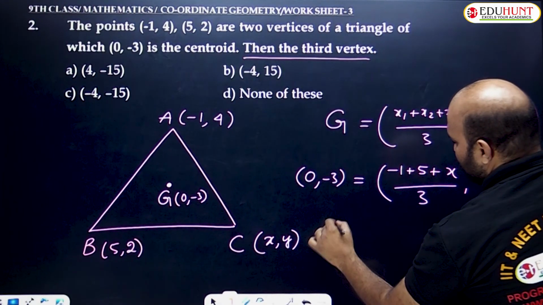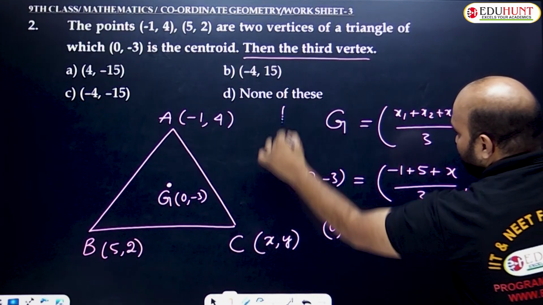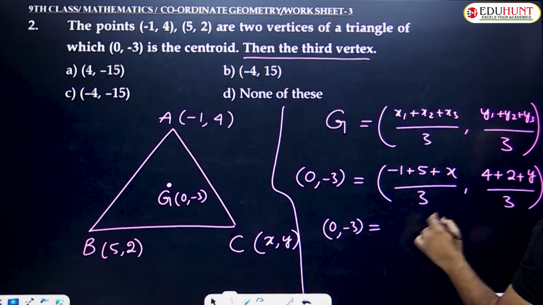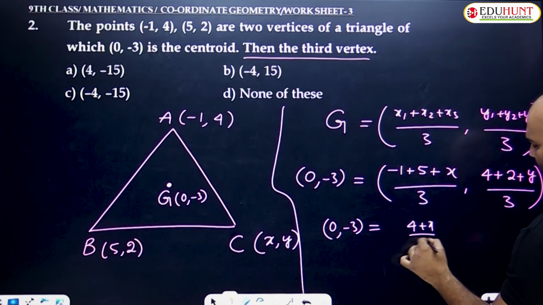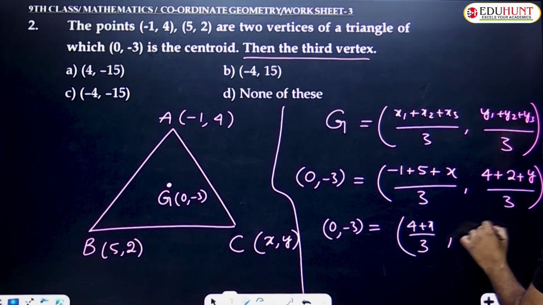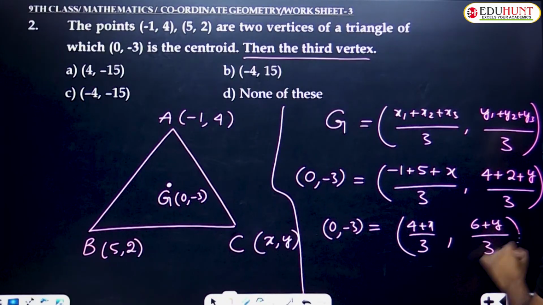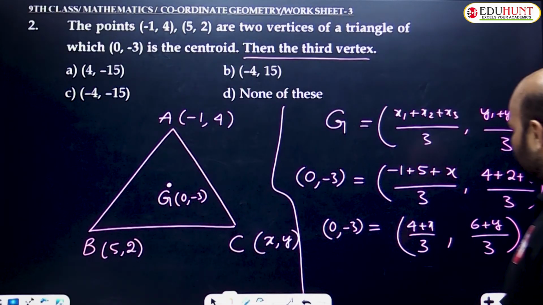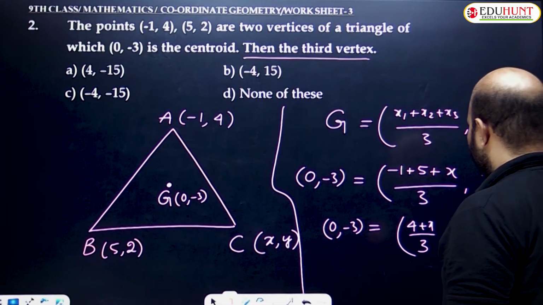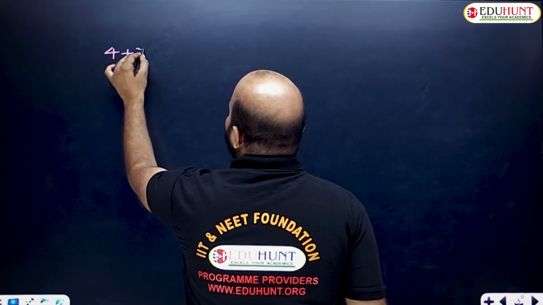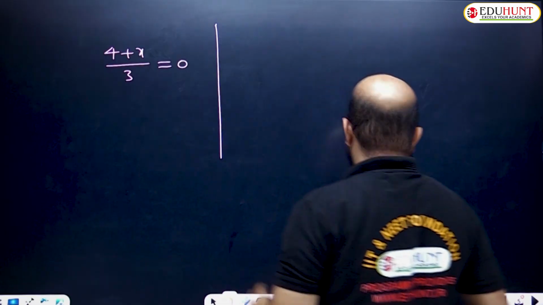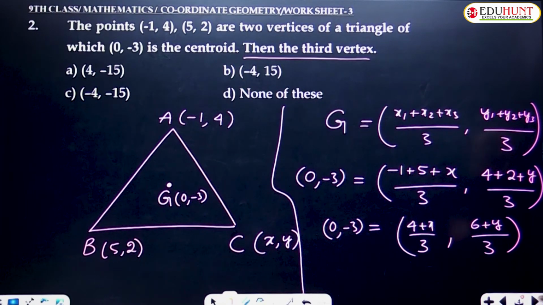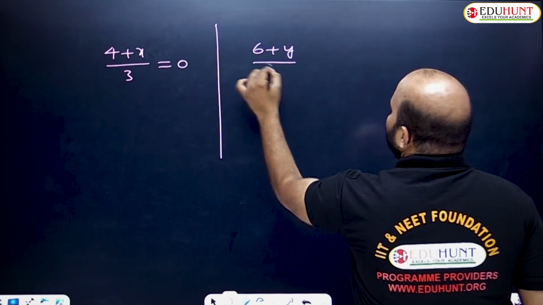Therefore it can be written as (0, -3) equals ((-1 plus 5 plus x) by 3, (4 plus 2 plus y) by 3), that is, (4 plus x) by 3 and (6 plus y) by 3. So by comparing the terms, the first term: (4 plus x) by 3 equals 0, and the second term: (6 plus y) by 3 equals -3.